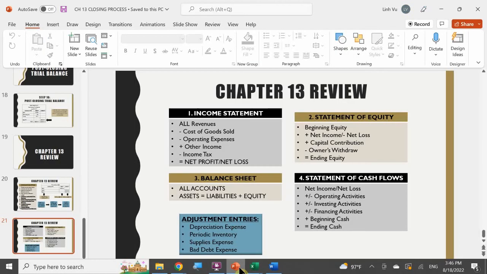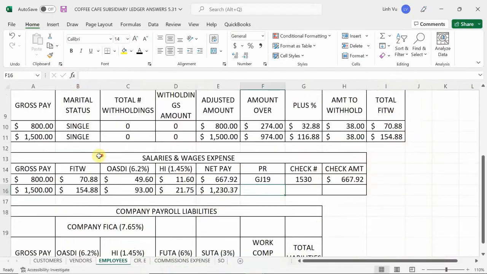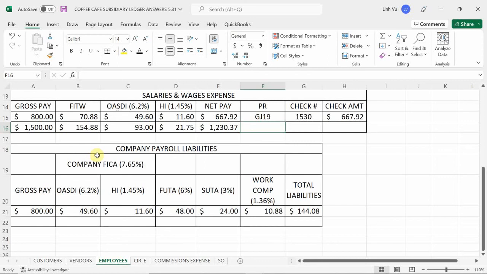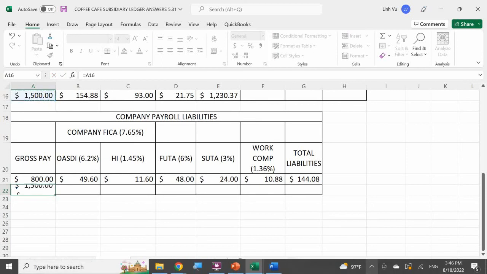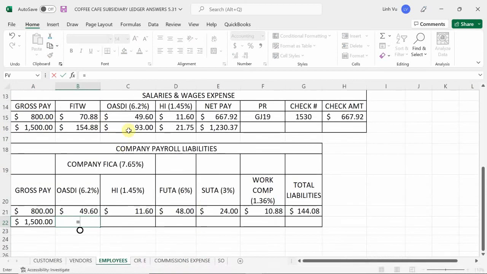Okay. Or if you want to, let's go ahead and solve for the company taxes as well, since we're already here. So if Tim has earned $1,500, we know that Social Security is $93.